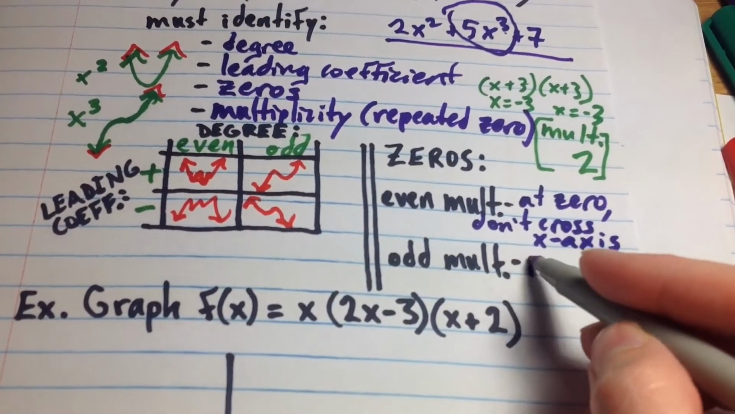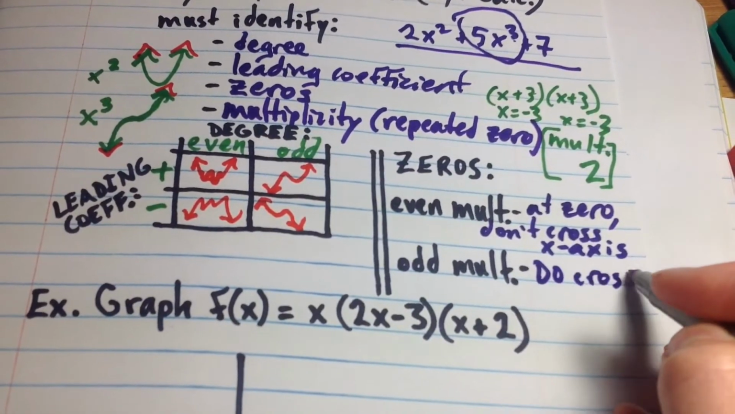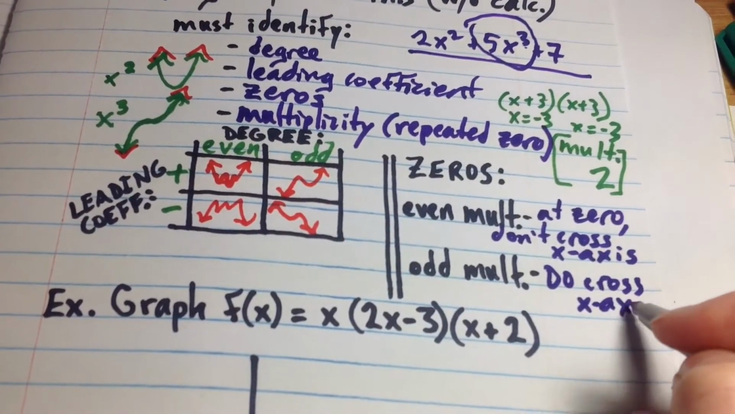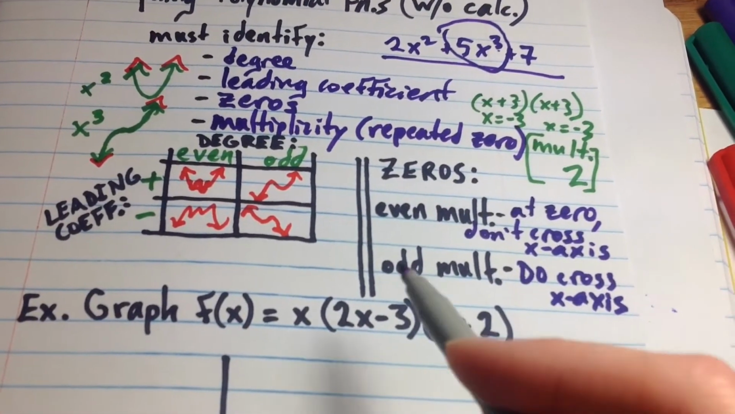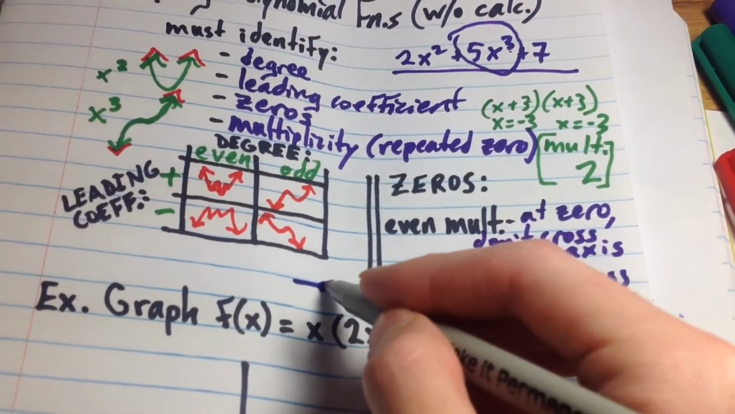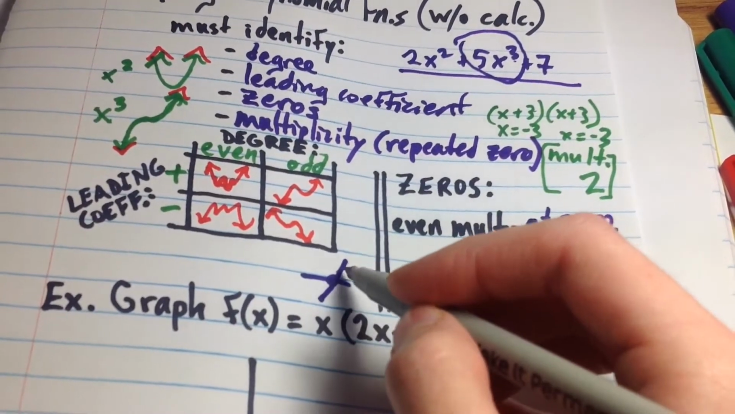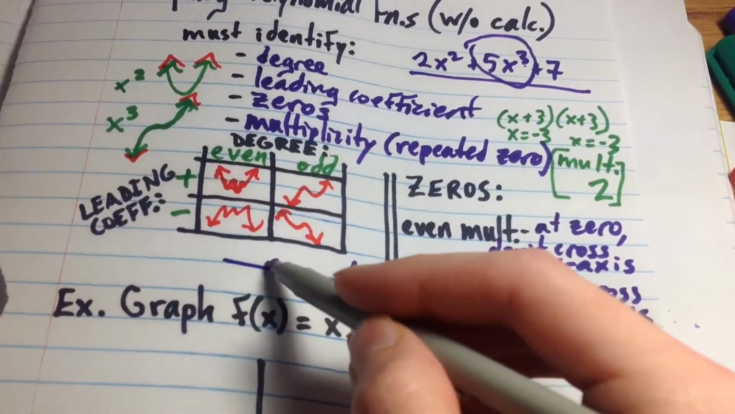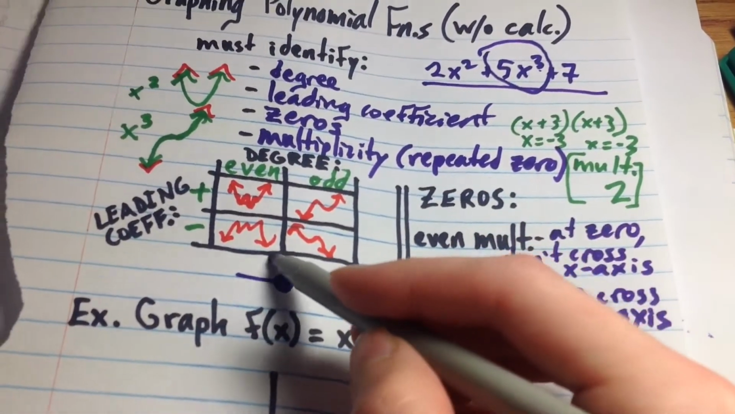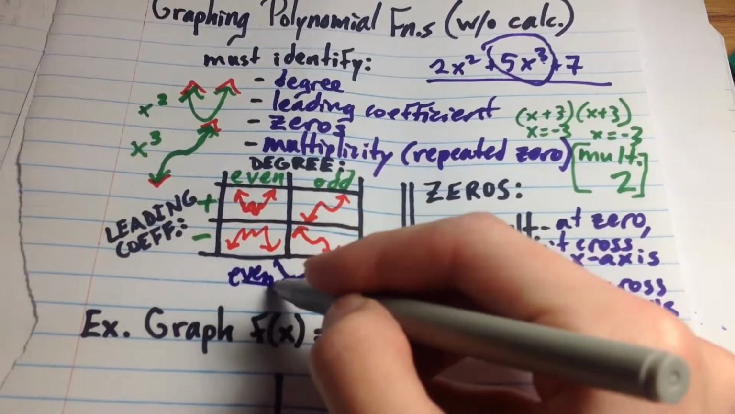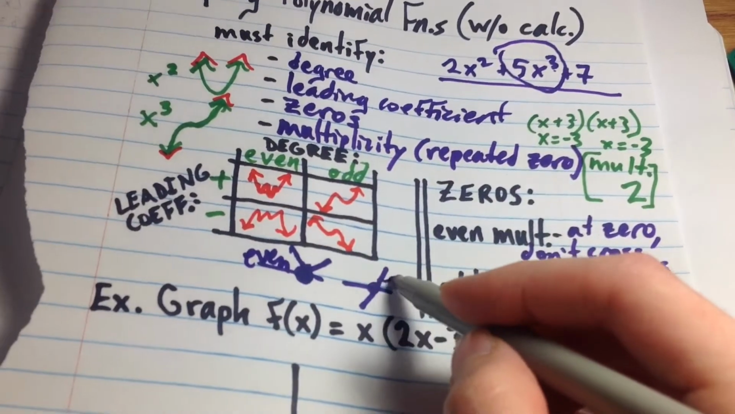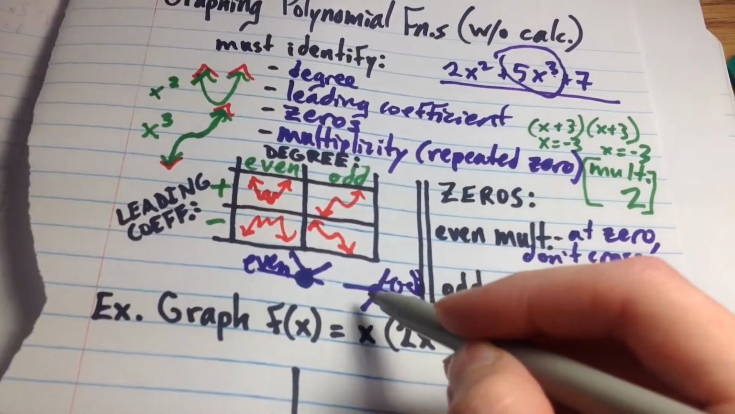If it has an odd multiplicity, you do cross the x-axis. Because remember, your zeros are the same thing as your x-intercepts. So most of the time, if you have an x-intercept somewhere, you would expect that you're crossing. But sometimes maybe you'll have your x-intercept and you'll just touch it and come back up. So if you have an even multiplicity, it would be more like this. If you have an odd, it'll cross.